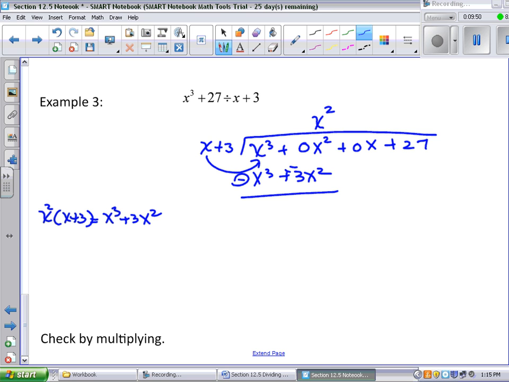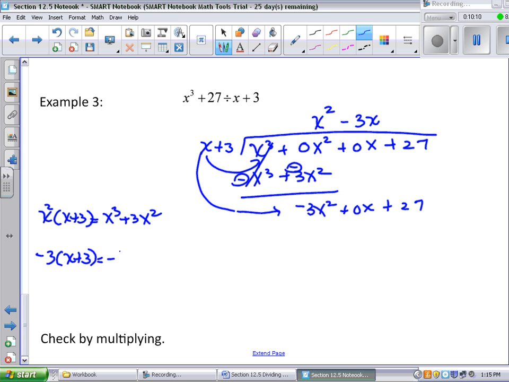And subtract. This one drops out. This would be negative 3x squared plus 0x. And I'm going to go ahead and bring down the plus 27. x times what makes negative 3x squared? That would be minus 3x. Now I'm going to take that negative 3x and multiply by the x plus 3.